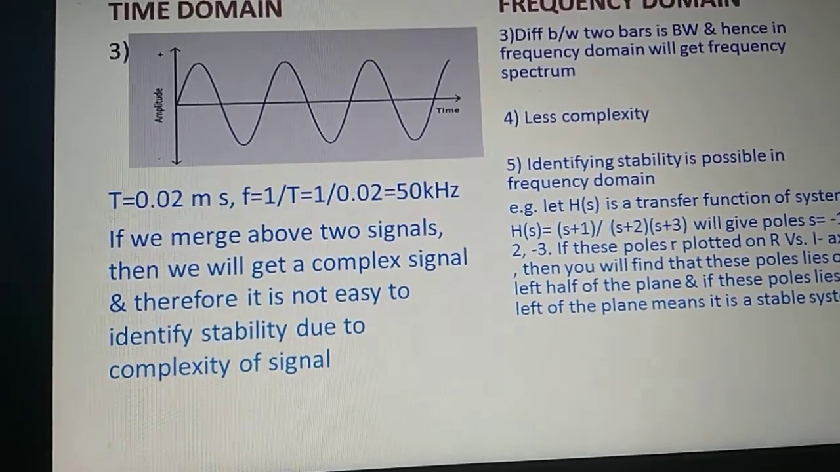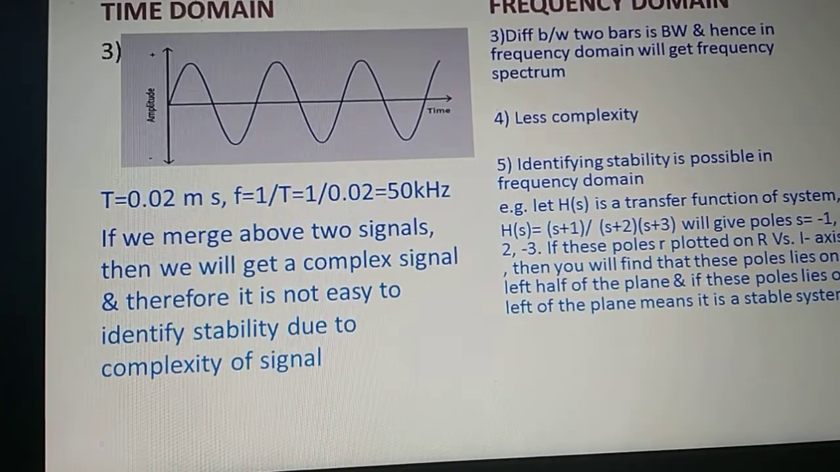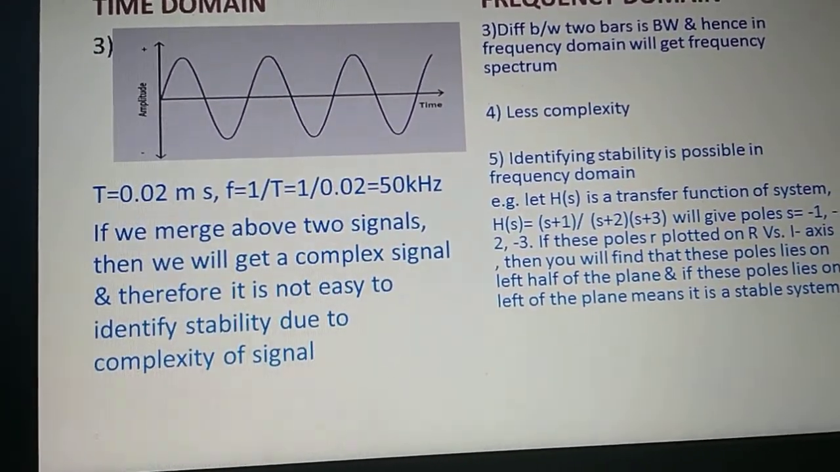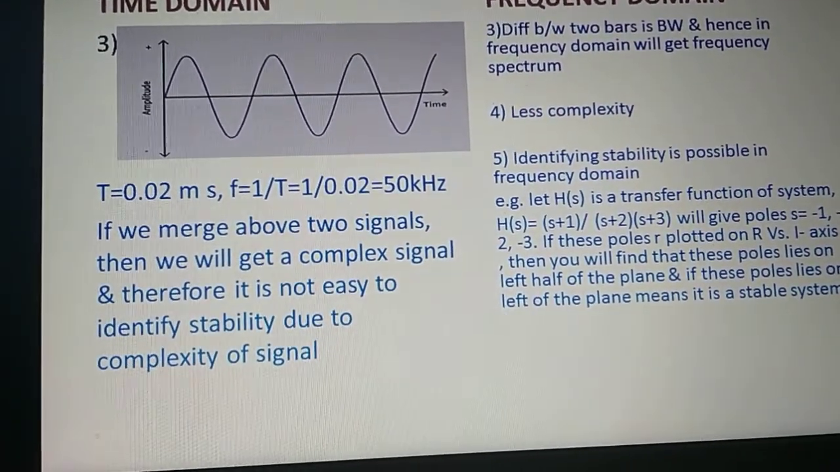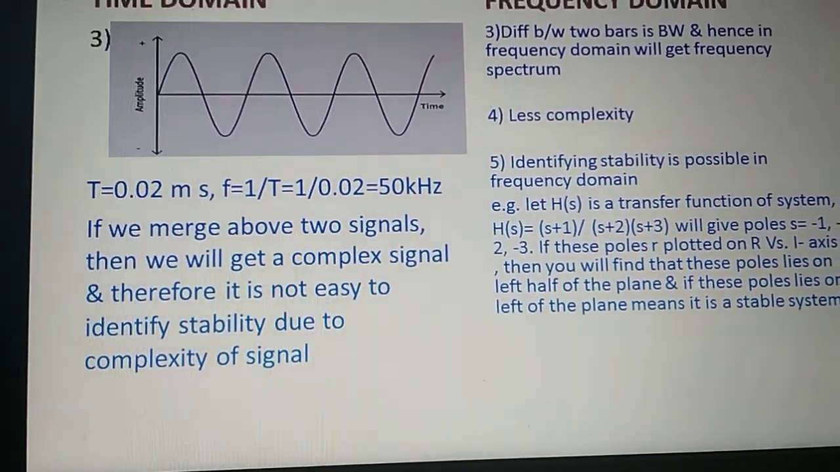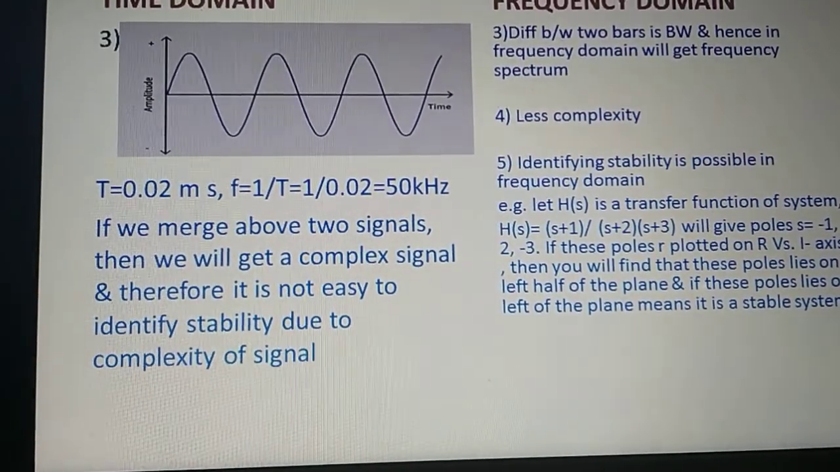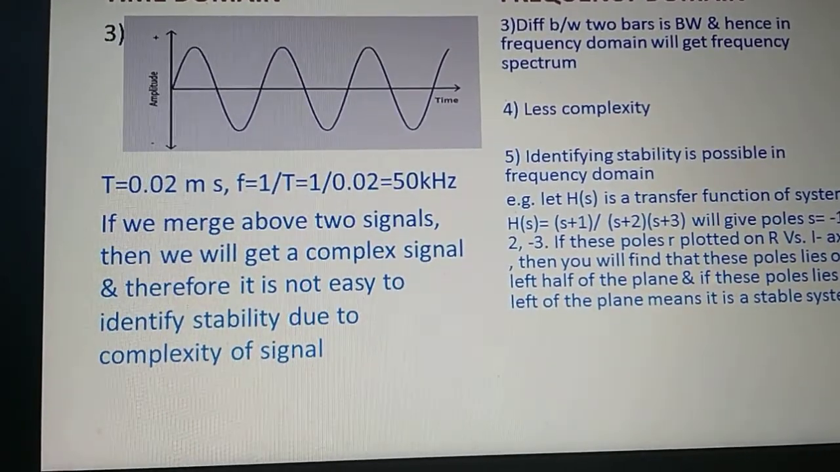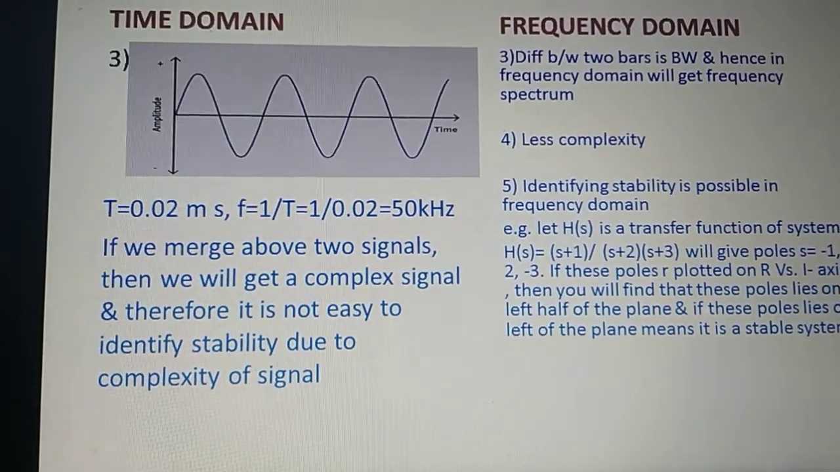Earlier it was 25 kilohertz. And if you merge the above two signals, that is the signal for time period 0.02 millisecond and for time period 0.04 millisecond, we will get a complex signal. Because of this complex signal, it's very difficult to identify the stability of the signal, which increases the complexity of the signal, isn't it?